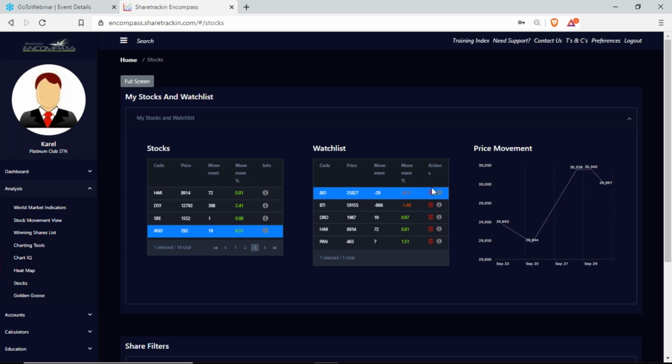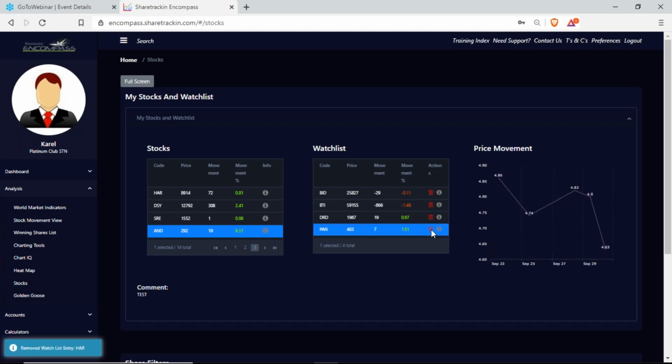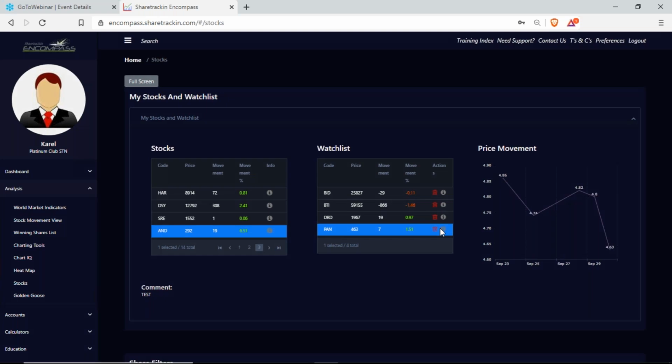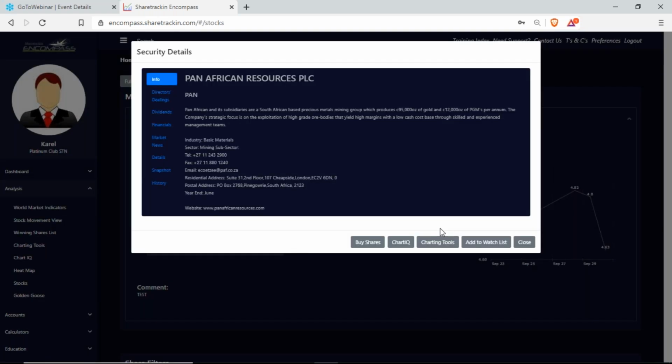From here on, I can delete the share from my watch list by clicking on the red dustbin. Let's remove Harmony, for example. Or I can view the share by clicking on the info button. So I click on the info button and automatically it pops up a security details window.